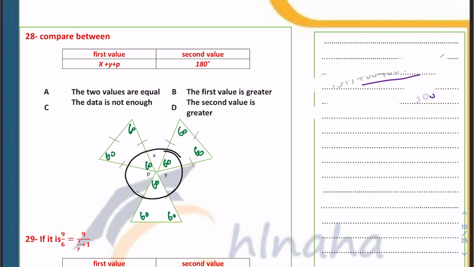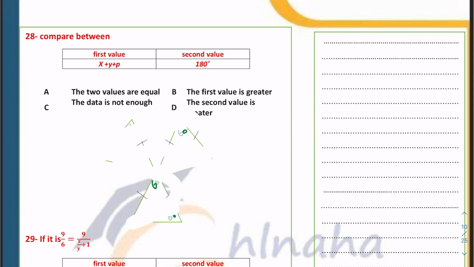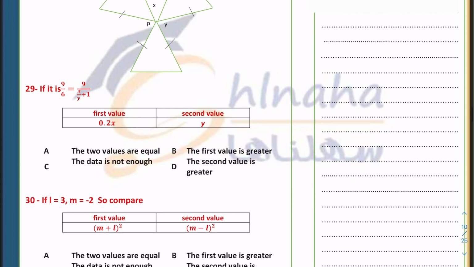Let's take the next question, which is 29. 9 over 6 equals 9 over this expression. So 9 cancels 9, so I can write 6 equals x over y plus 1. I will move 1 to the other side, which will be negative 1. So x over y equals 5.